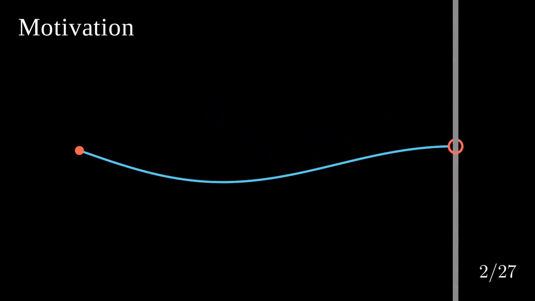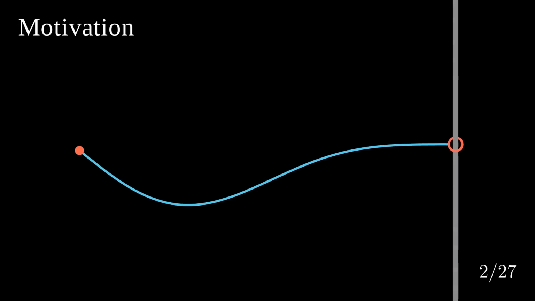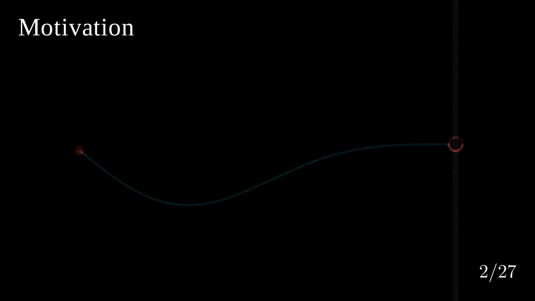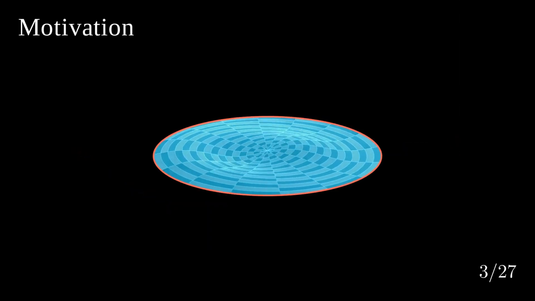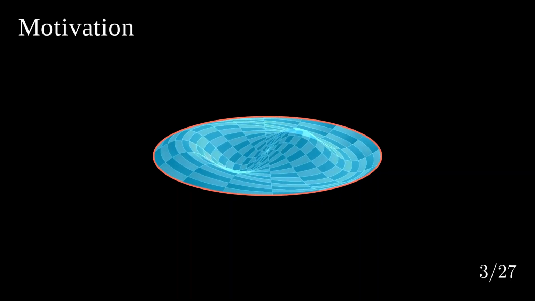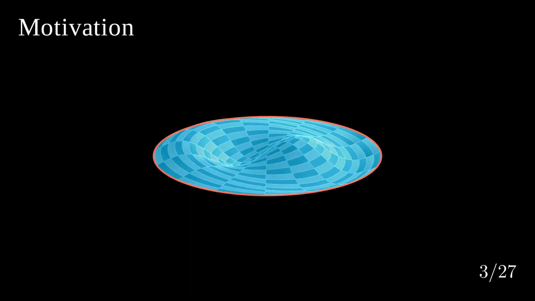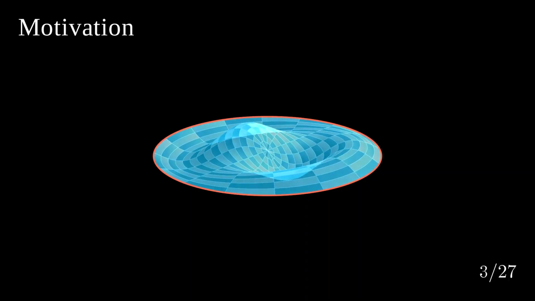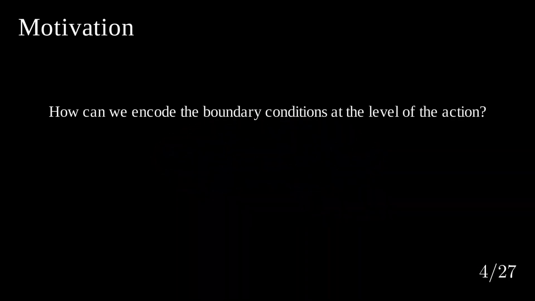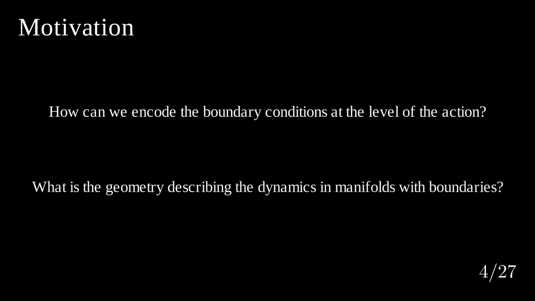For example, in this case, where we have a line attached to a point on one side and free on the other, or this other example in which we have a vibrating membrane in which the boundary is fixed. These kinds of systems make us wonder these two questions. First of all, how can we encode the boundary conditions at the level of the action? And second of all, what is the geometry describing the dynamics in manifolds with boundary?